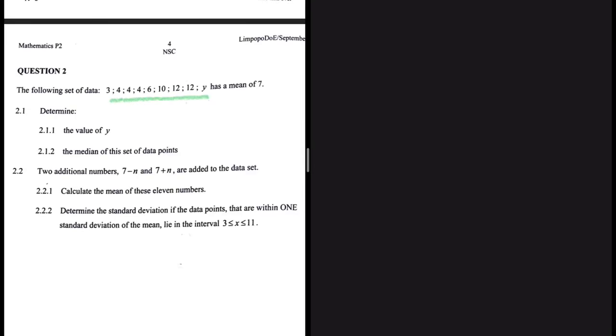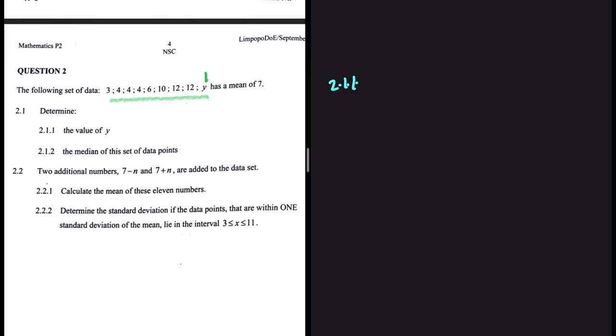This set of data has a mean of 7. There's one interesting thing about this data. We have a variable y. Let's look at the first question, 2.1.1. We are given the mean and the question is saying that we must find the value of y.